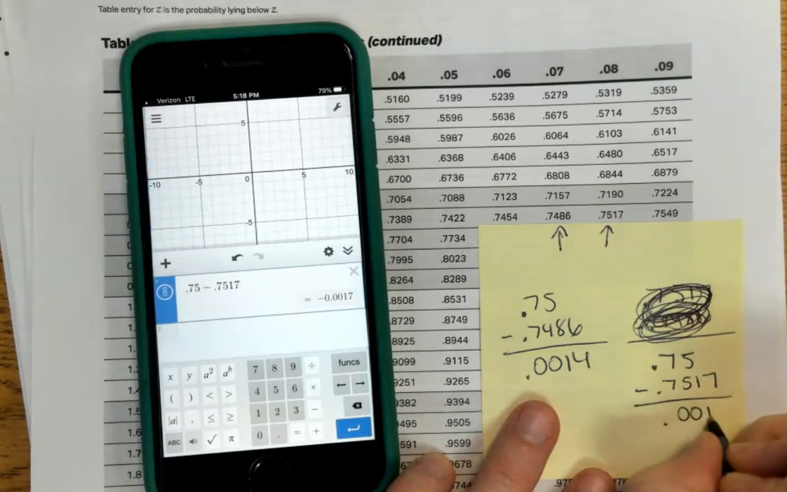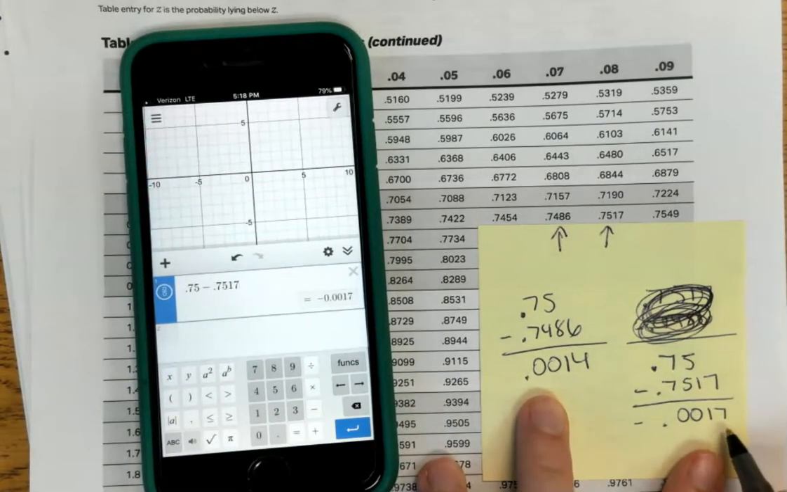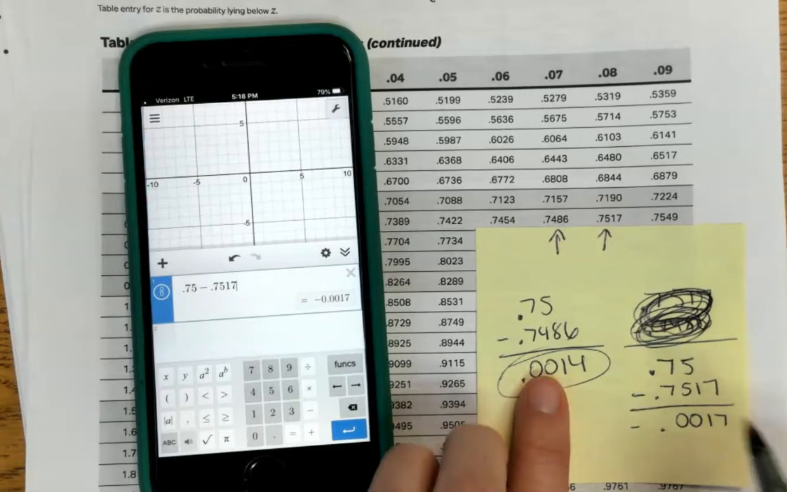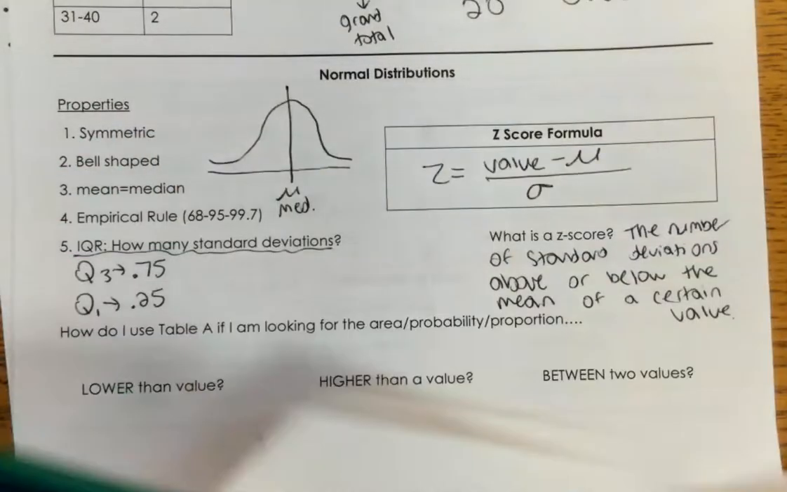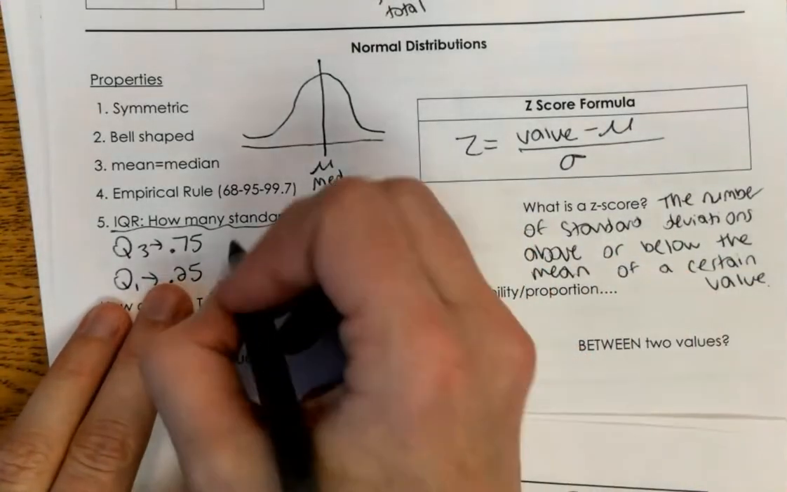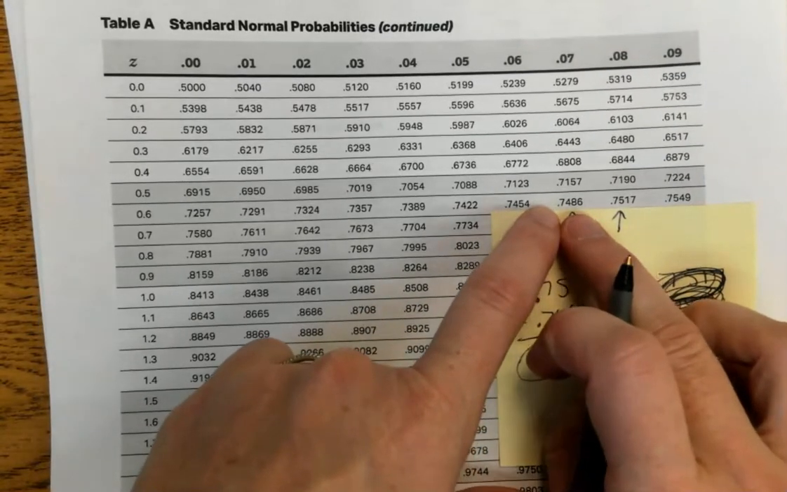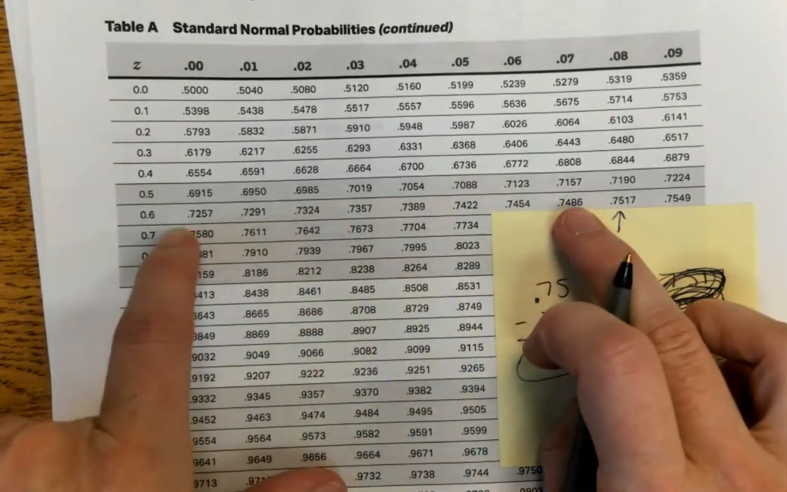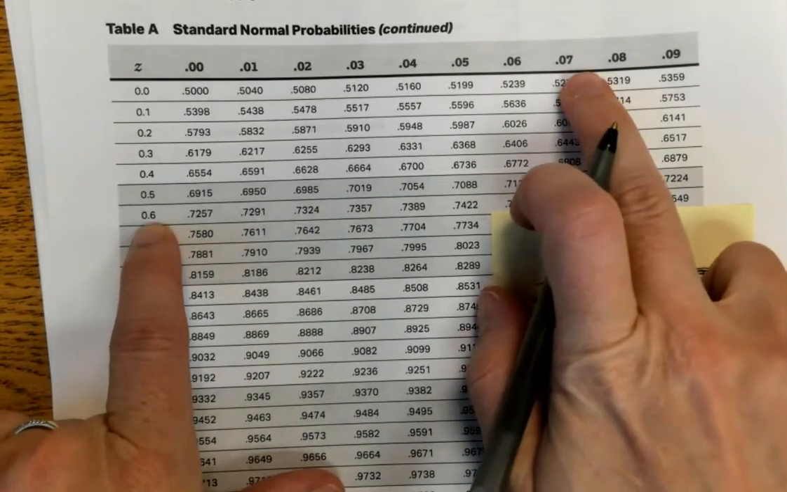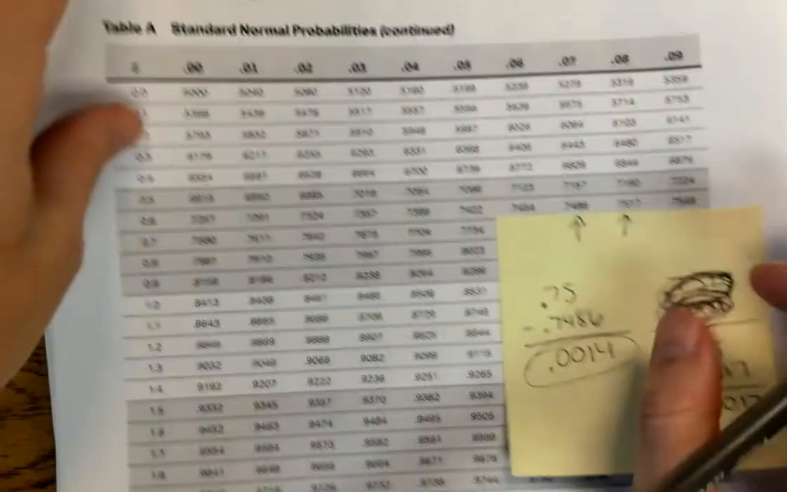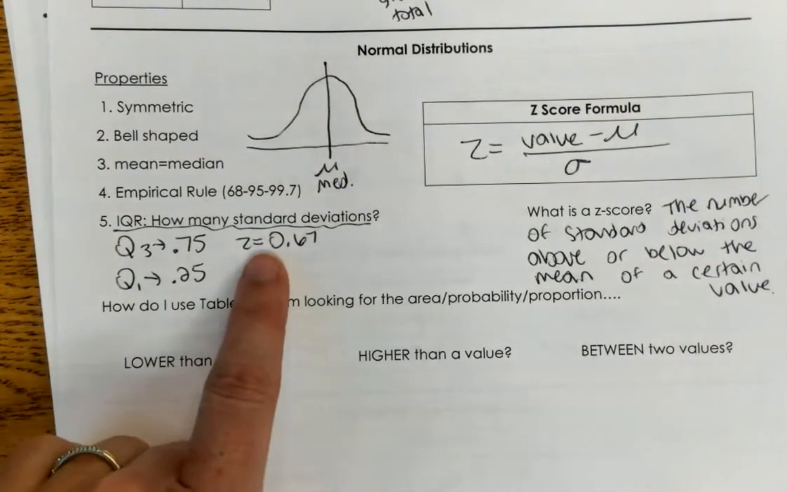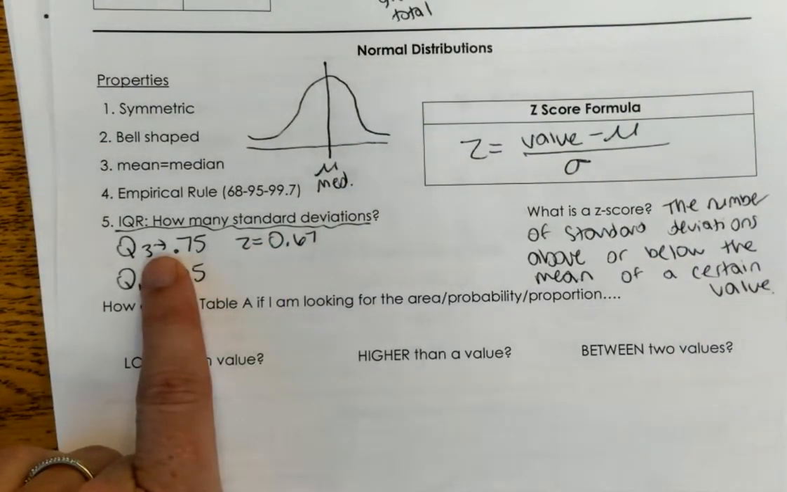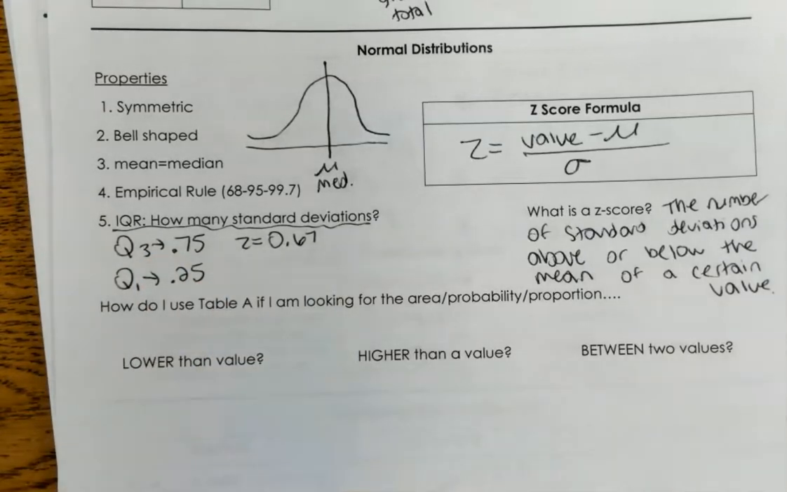And this one has a difference of negative 0.0017. So the closer number is going to be this one right here. So I'm going to use this z-score. 7486. So the z-score of my Q3 in my data set is going to, oh, I didn't even look it up. So 7486, I'm going to look to the left, and I see 0.6, and I'm going to look up, and I see 0.07. So that's going to be 0.67. So my z-score for the 75th percentile is always going to be 0.67.